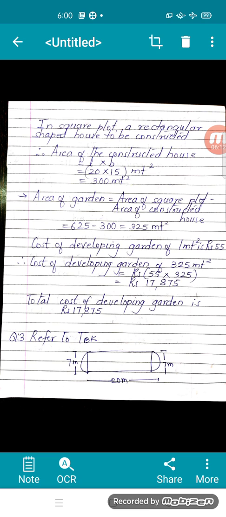The shape of the garden is rectangular in the middle and semicircular at the ends as shown in the diagram. Find the area and the perimeter of this garden. Length of rectangle is 20 minus bracket 3.5 plus 3.5 meters. Please see the diagram.